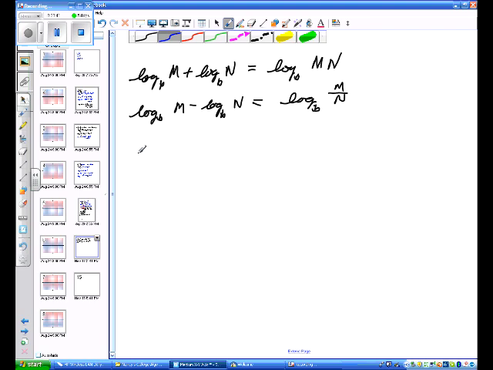And if you have a power times a log, then that's the same as the log of something raised to a power. So it's the same rules, it's just doing them backwards. And so you've got to know these frontwards and backwards. So let's look at some examples of those.